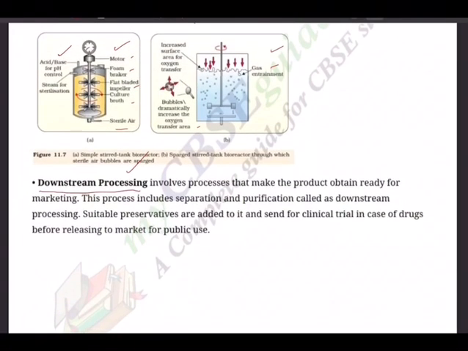And for all this, what is most important is the downstream processing. It involves processes that make the product ready for marketing. These processes include separation and purification. So the involvement of both separation and purification is called downstream processing. Suitable preservatives are added to it and it is sent for clinical trial in the case of drugs before releasing to market for public use. So this is how this chapter number 11 includes the principles and the processes.